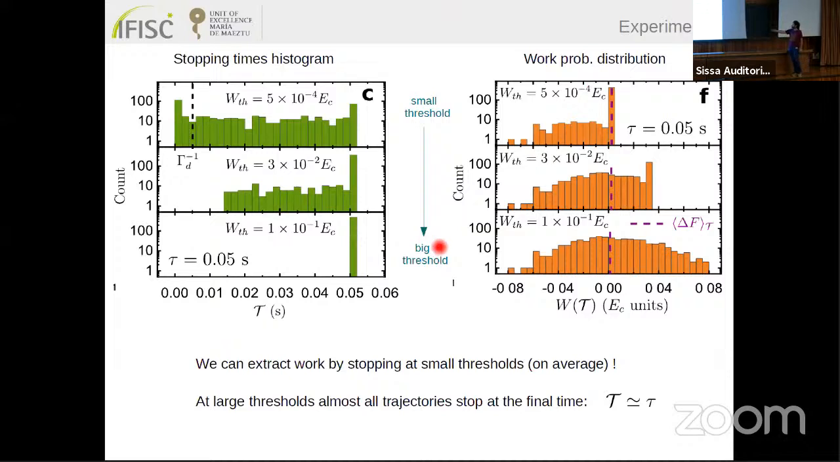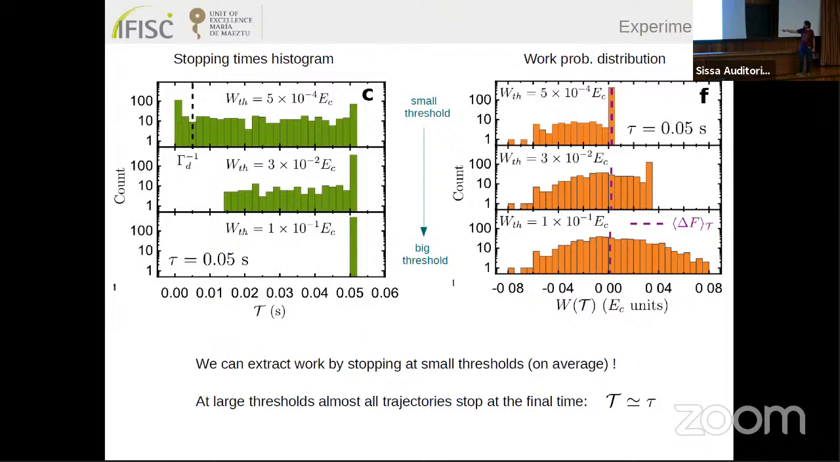So for small thresholds, what you can see is that a lot of trajectories are stopped at the beginning, the middle, and the end of the process. And in that case, the work probability distribution has a lot of negative values, and in particular, the average is negative, so you can extract work in this situation, whether that would be otherwise impossible. But as you start to increase the thresholds, all the probability distributions are shifted to the right, so eventually the average becomes higher.